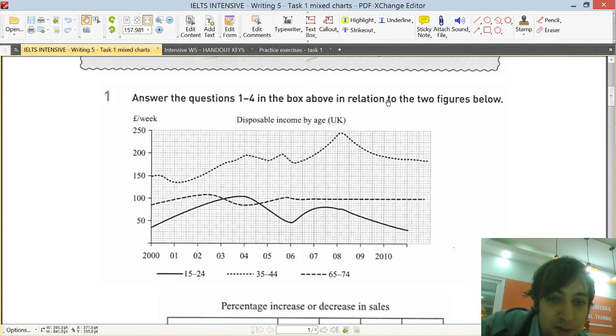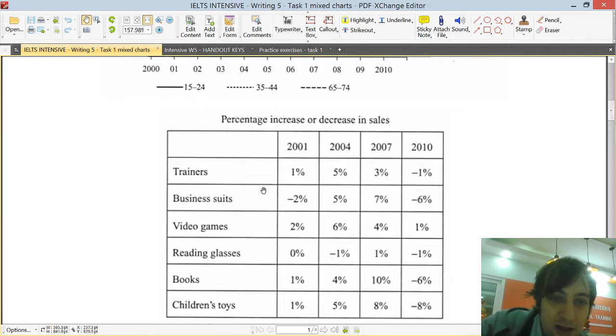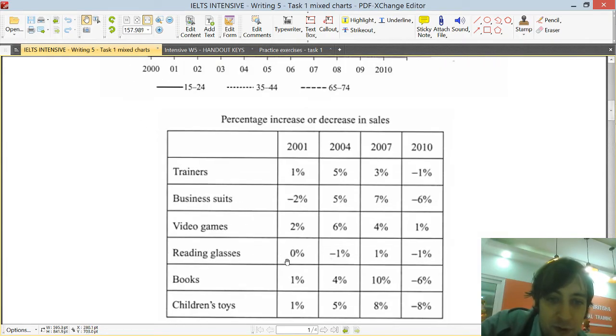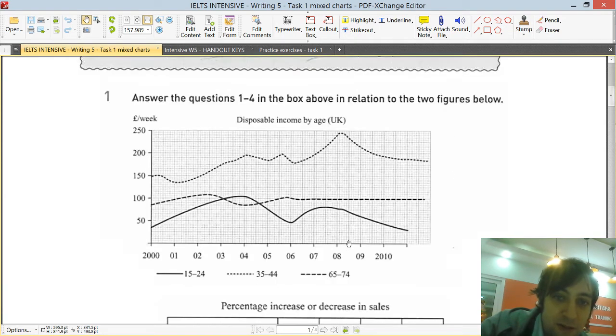Let's quickly have a look at this final age group, the 65 to 74-year-olds. What are they most likely to buy? Well, in my opinion, that would be reading glasses, okay? As you can see, the reading glasses sales are very consistent throughout the entire period, as is the disposable income of this age group throughout the entire period. There is a slight drop in 2004, which you might want to highlight because you could show the minus 1% decrease in sales here.